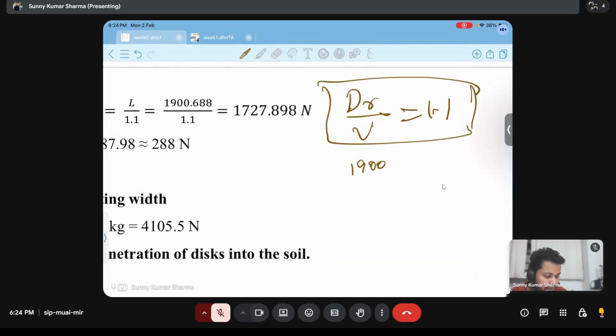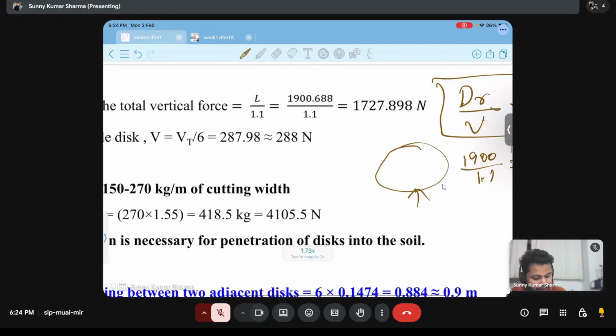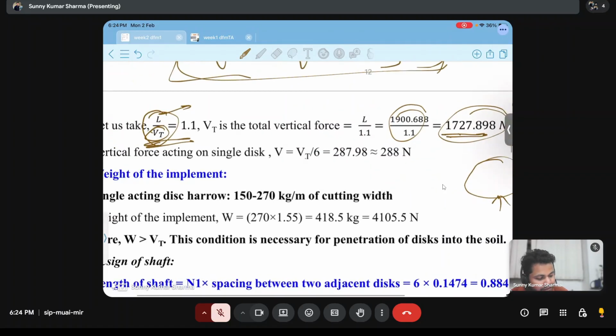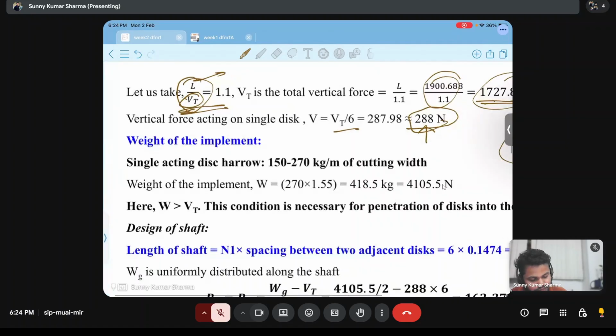So 1900 by 1.11 we will do. We will get what the vertical force acting on the disc will be. Suppose this is the disc; what will be the vertical force acting on this disc? So 1900 by 1.11 we will do, and we get 1727. This is the vertical force on one gang, and on one gang we have six discs. So this value by 6 we will do, and we get 288 Newton. This is the vertical force acting on one disc in one gang.